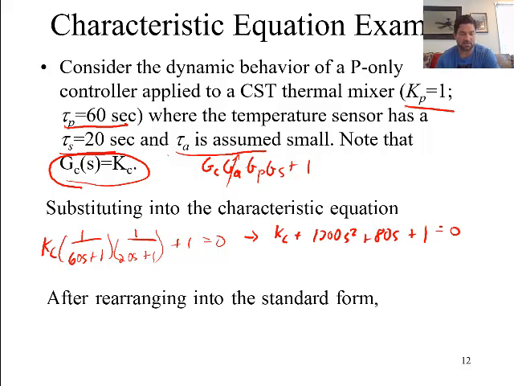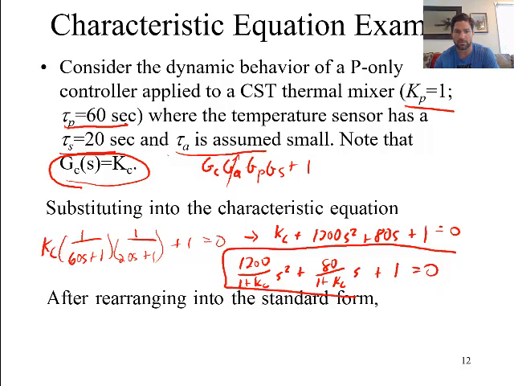Now I'm going to rearrange this a little bit. I need to put it into standard form. My constant right here is 1 plus Kc, so I need to divide everything through by 1 plus Kc. If I do that, I have 1200 over 1 plus Kc s squared plus 80 over 1 plus Kc s plus 1 equals 0. Now here it is in standard form.